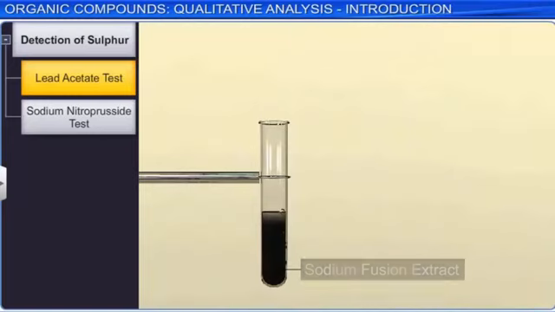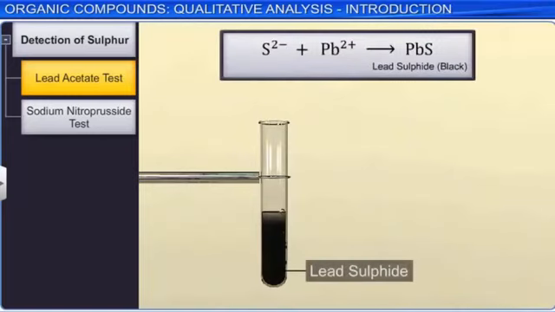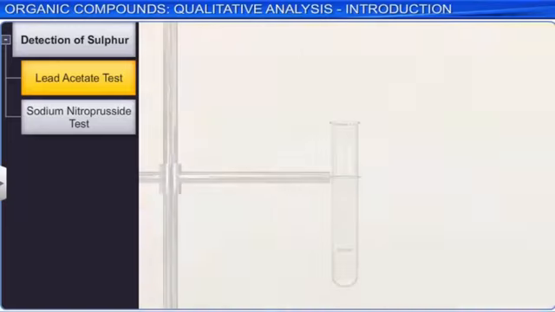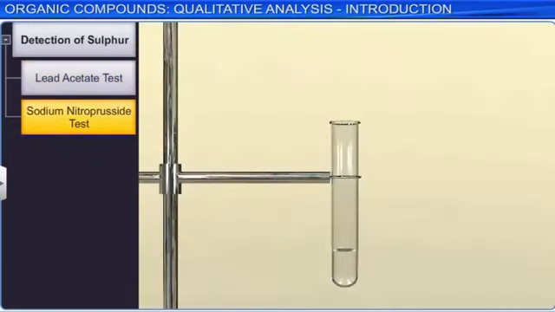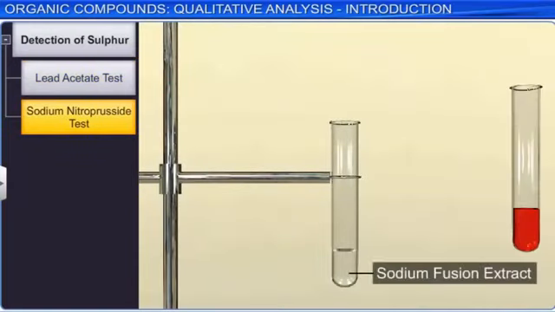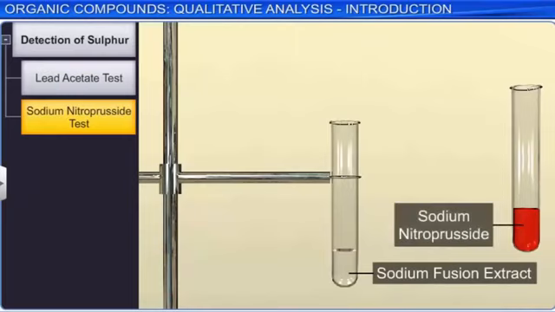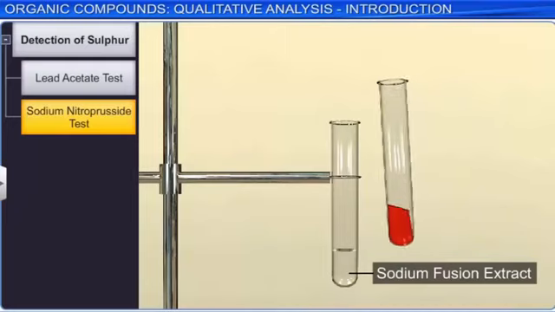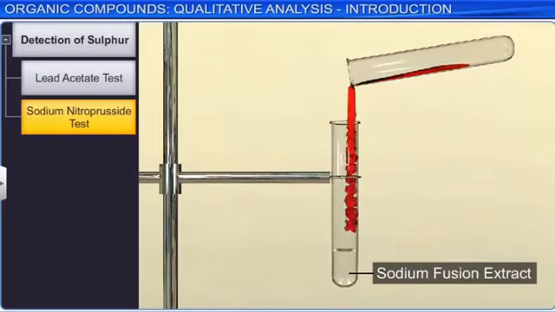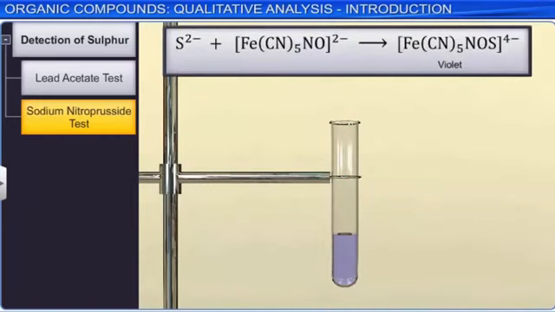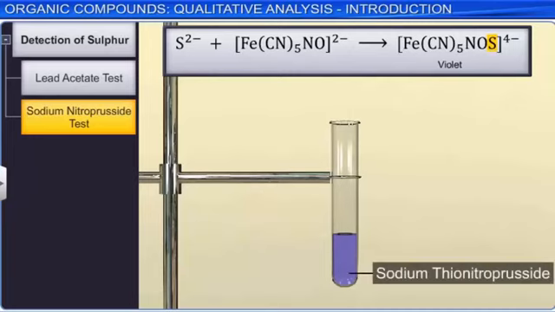This produces a black precipitate of lead sulfide, confirming the presence of sulfur. In the sodium nitroprusside test, the sodium fusion extract is treated with a few ml of alcoholic sodium nitroprusside. If the mixture turns violet, it indicates the presence of sulfur. The violet coloration is due to the formation of sodium thionitroprusside.